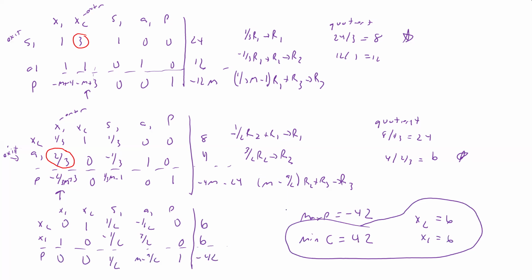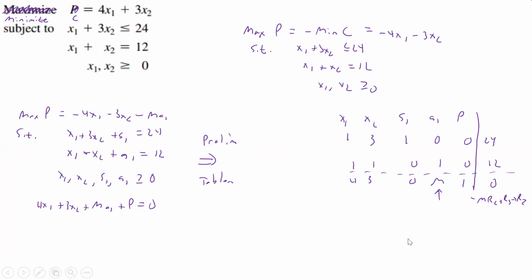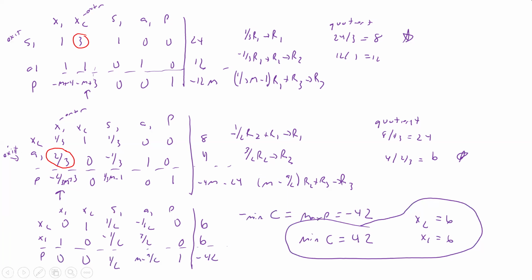Because remember, we said that that was equal to a minus a min of C. And so the opposite of that would be a -42. And so then that's where we get that. And again, that comes back to if we have a minimization problem, we're just going to take the opposite of that, maximize it, and then we'll get the actual value. And so when we get done, that's going to be our solution. Okay. All right, so let's stop there.